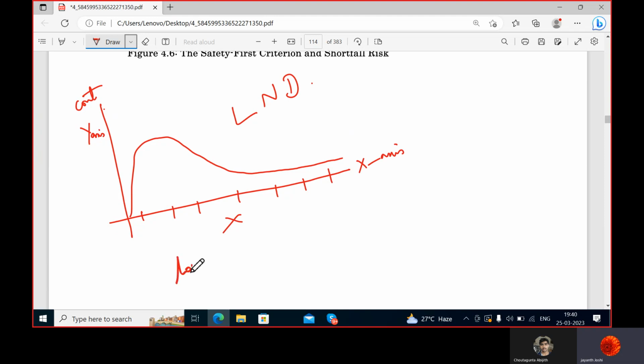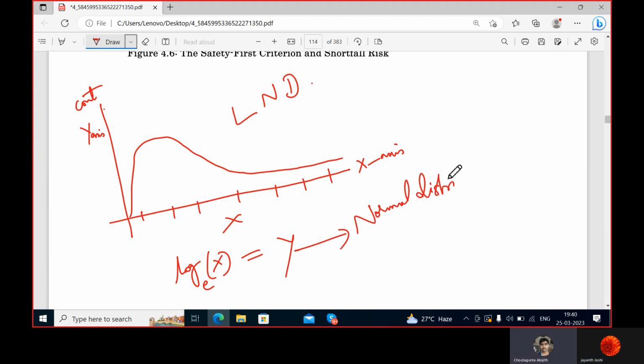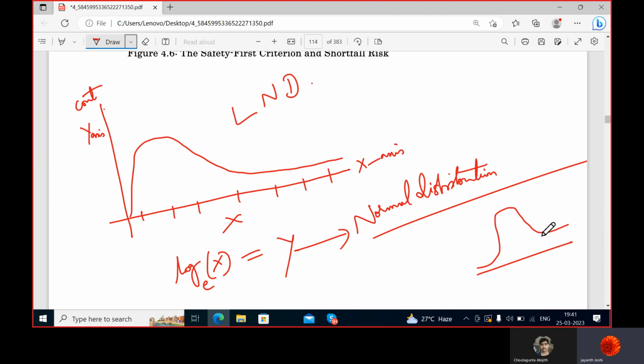If I put a log to this data with base e, I get some data y, and that will take normal distribution. What will that be? So the log of the log normal distribution values you are seeing here, if you apply natural log to that, you will get some values, and those values will follow normal distribution. Understood? Very simply, log of log normal distribution will give you normal distribution.